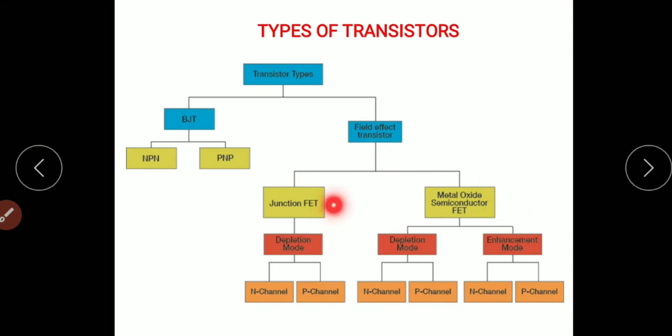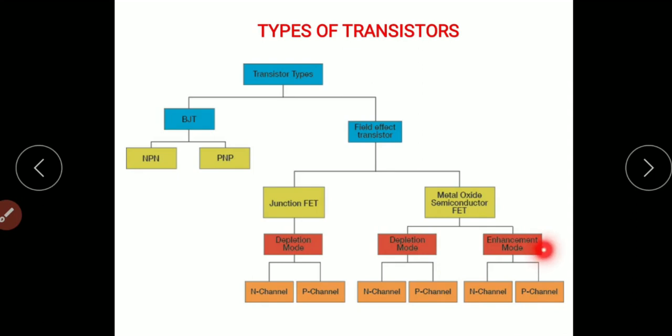Again, depending upon majority charge carriers, JFETs or MOSFETs are categorized into N channel and P channel. Okay, N channel JFET, P channel JFET, N channel MOSFET, P channel MOSFET. Again, these MOSFETs are classified as depletion mode MOSFETs and enhancement mode MOSFETs. So what is depletion mode MOSFET and enhancement mode MOSFET?